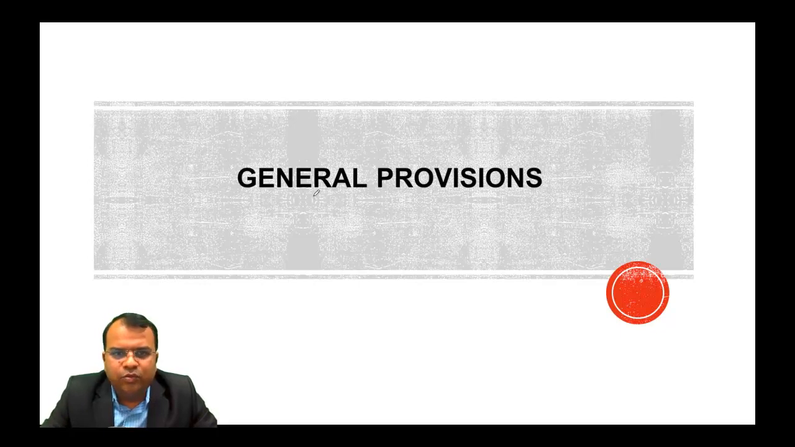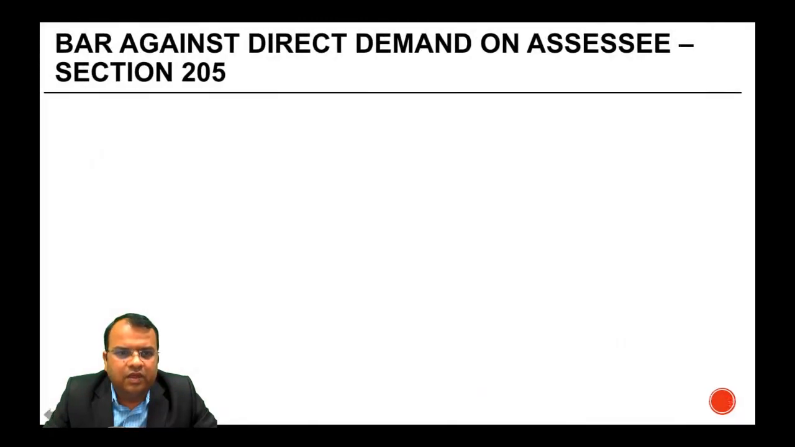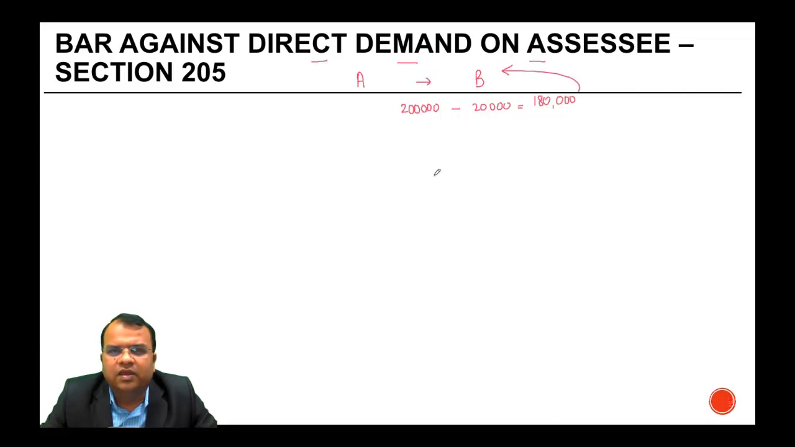Let us look at some more provisions relating to TDS. Bar against direct demand on assessee. Suppose A had to make a payment to B for professional services amounting to 2 lakh. He deducted TDS of 20,000 on such amount and paid 1,80,000 to B. But A did not deposit this TDS of 20,000. The question is, can this TDS be recovered from B?